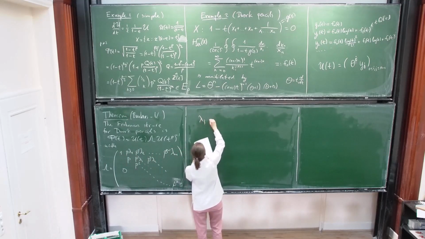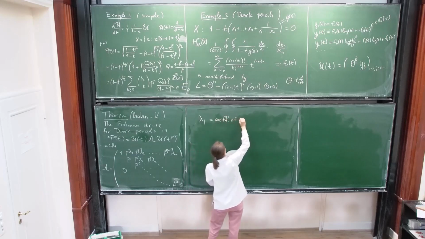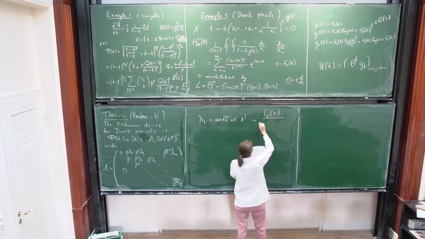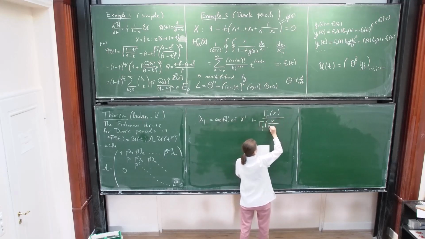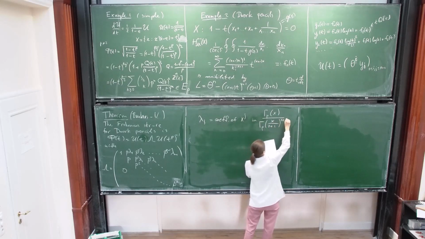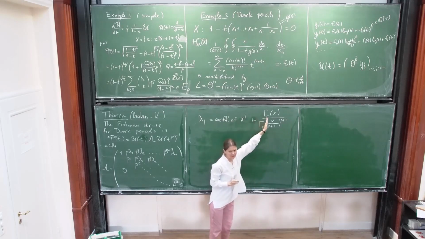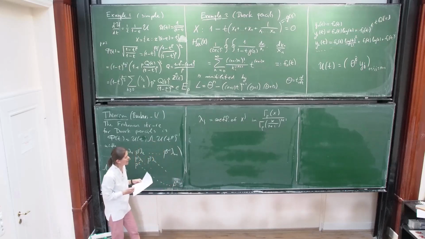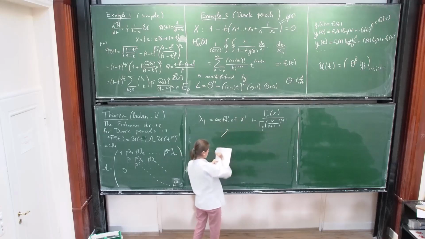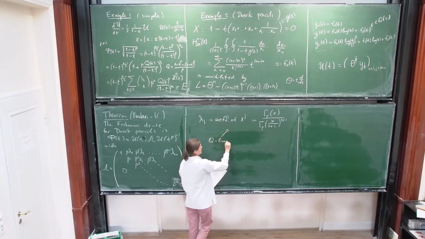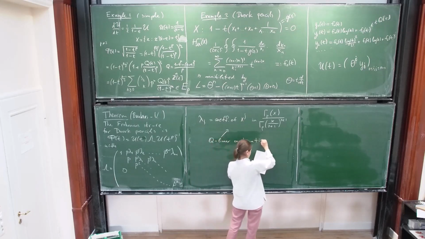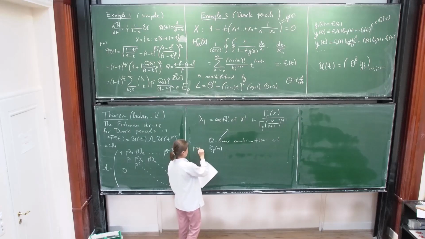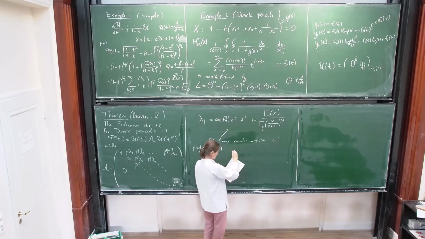Where lambda j is the coefficient of x^j in the power series expansion of this function. Where gamma p is the p-adic gamma function, the p-adic interpolation of n factorial, Morita's p-adic gamma function. Okay, I have to say this is an explicit Q-linear combination of p-adic zeta values, products of p-adic zeta values of total weight j.